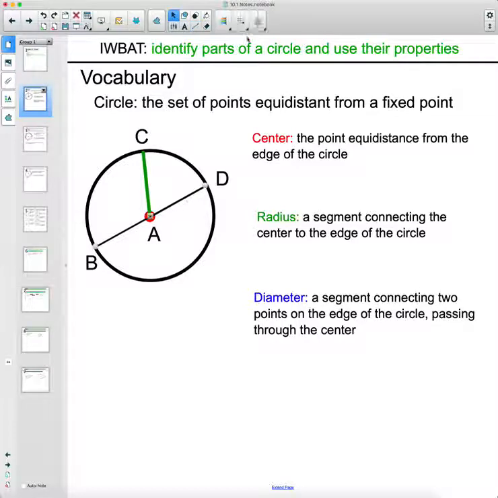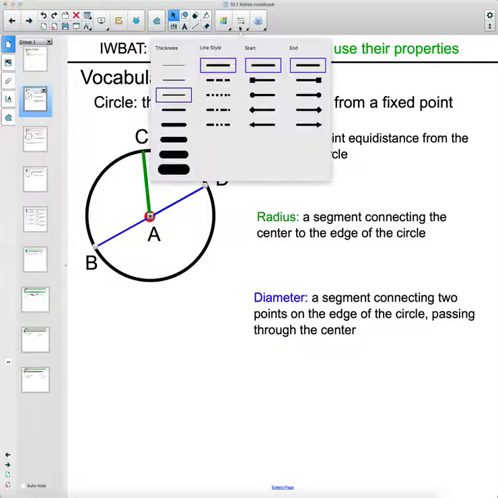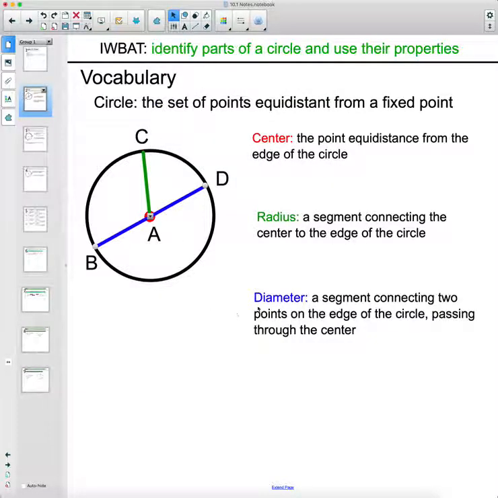Okay, so a circle is just the set of points that's equidistant from a fixed point. In this case, the fixed point is A, and so this circle right here is equidistant. All these points right here are equidistant from this center or this fixed point. So A right there is called the fixed point.